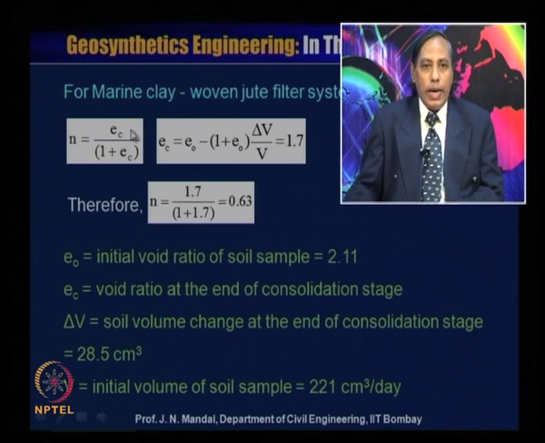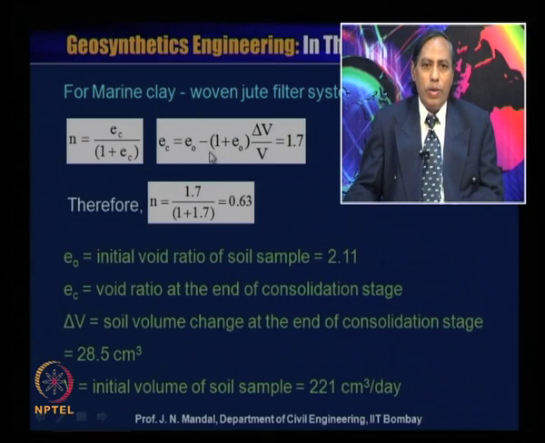So for the marine clay and oven jute geotextile filter have been used. You can calculate n is equal to e_c divided by 1 plus e_c. e_c is equal to e_0 minus 1 plus e_0 delta V by V, which is equal to 1.7. Therefore n is equal to 1.7 divided by 1 plus 1.7, which is equal to 0.63.